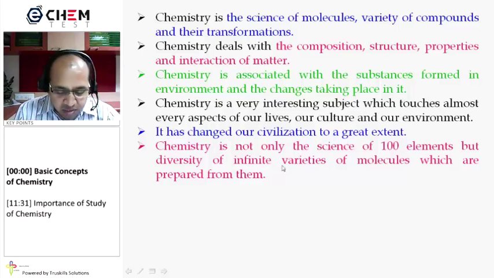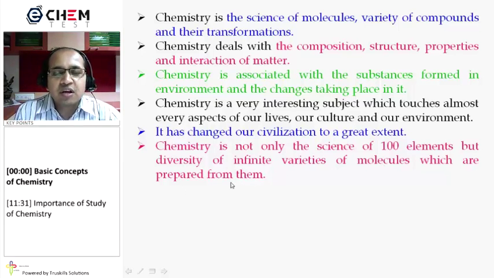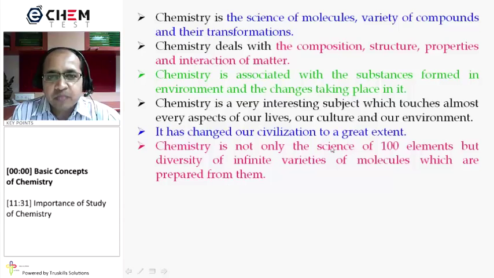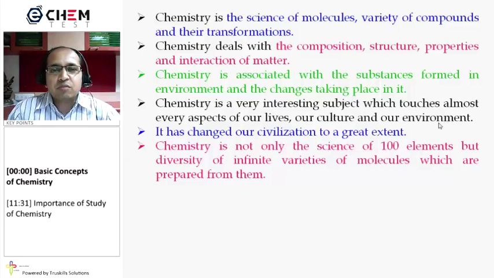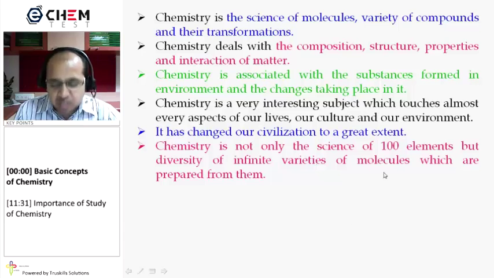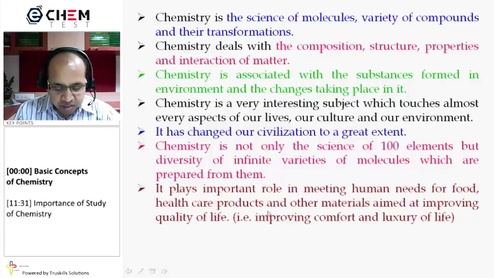but the diversity of infinite varieties of molecules which are prepared from them are also considered a part of chemistry. So chemistry is not a science only related with the 100 elements of the periodic table, but a large number of varieties of thousands of compounds are prepared by combining these molecules in different ways, and the study of all those different compounds is a part of chemistry.